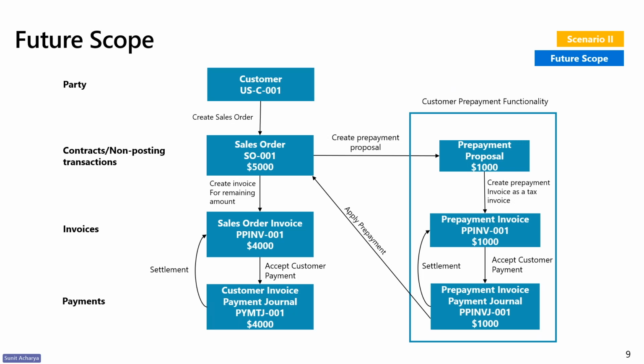Now that this is done, we will apply it to the sales order. And here, as you can see, is the difference where we create the invoice for the remaining amount, which is $4,000 in this case, and not $5,000. And then we move ahead to accept the payment for $4,000, and then we settle it. So in this case, what happens is our customers are only getting an invoice of the remaining outstanding amount and not the full amount of the sales order.